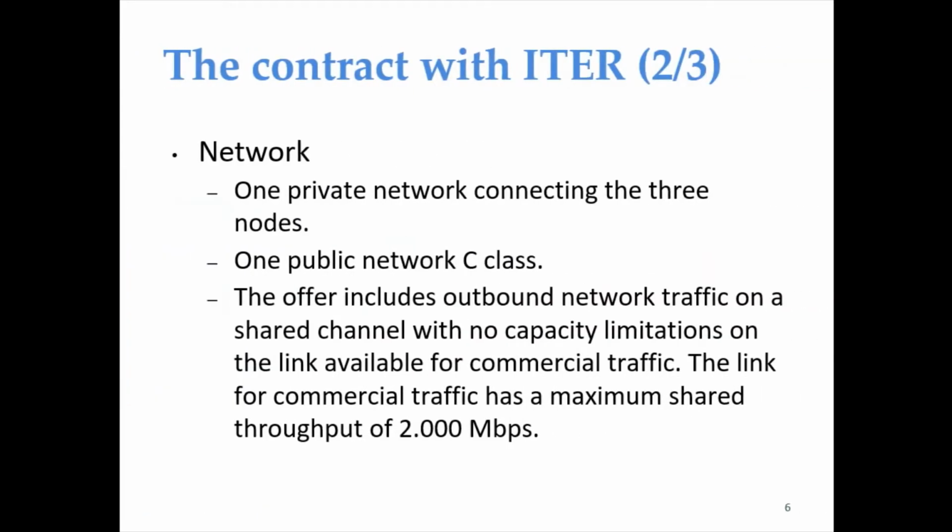Also, we have one private network that connects the 3 nodes and that is accessible from the VPN provided by ITER, and also one public network. The throughput of the network is 2 gigs.